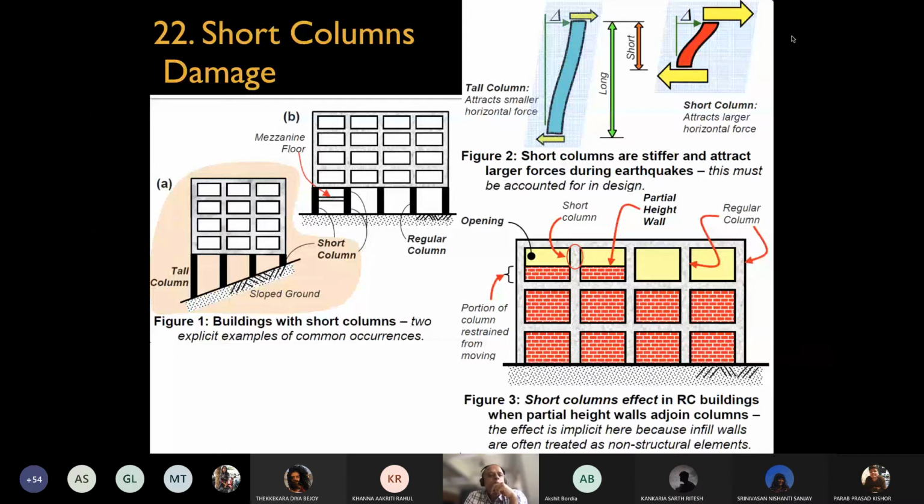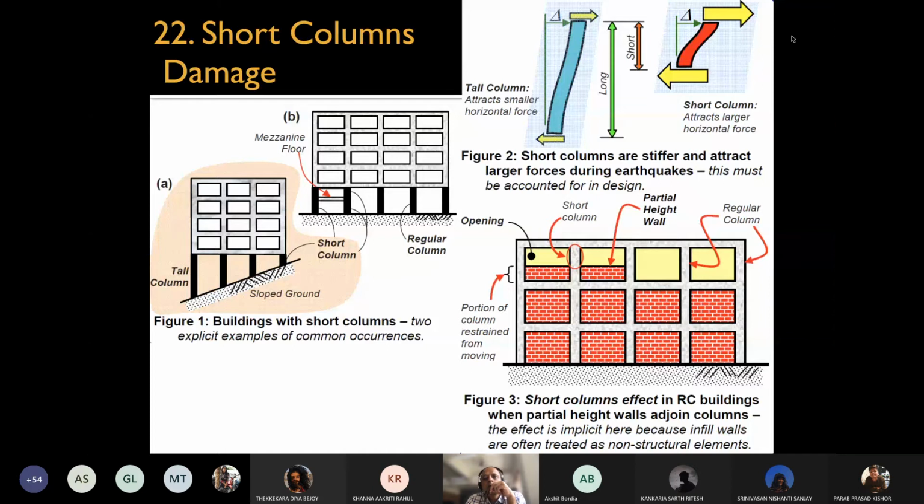Then there is this situation of something called short column damage. If it is a sloped site, then suddenly there are some columns which are tall and some columns which are short. Or in diagram B, where a mezzanine is being constructed in between the two columns, suddenly the columns become short as compared to the regular columns, right? So, what is the short column?